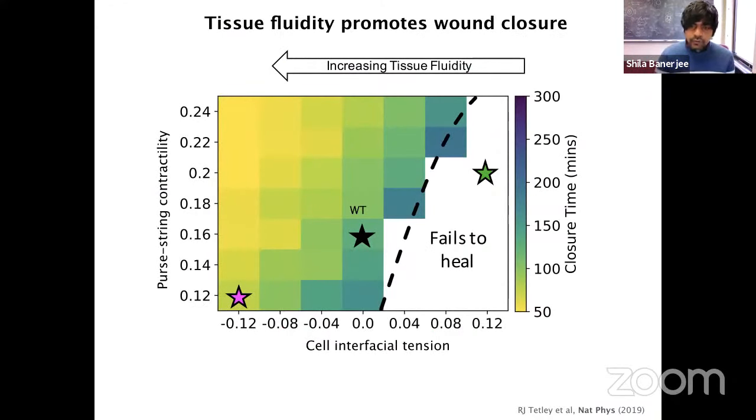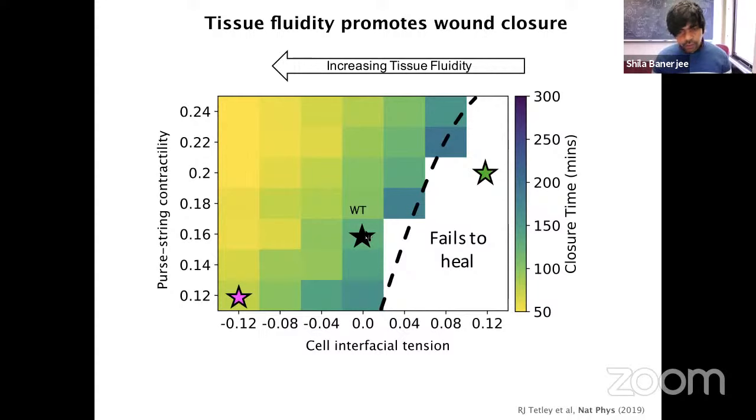And so we then looked at using simulations how fast you can migrate, and how that depends on two factors. One is the interfacial tension between cells, which regulates tissue fluidity. And the other is the contractility of the purse string that assembles around the wound edge, right? So as you expect, reducing interfacial tension, which will increase tissue fluidity, you close the wound faster. But you can also do so by increasing purse string contractility, right? And the wild type tissue sits somewhere in between here, marked by this black asterisk.